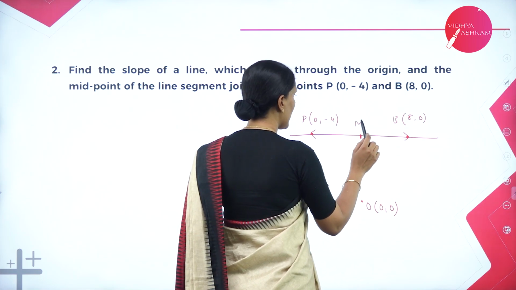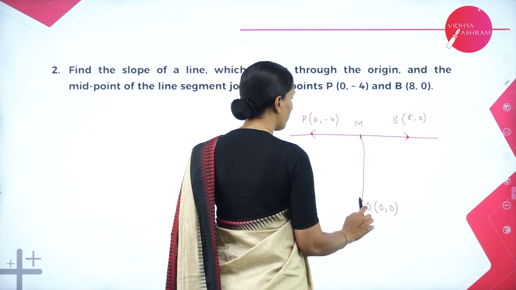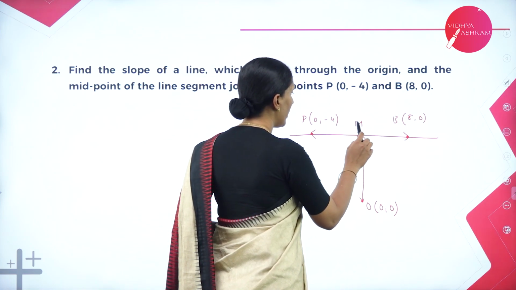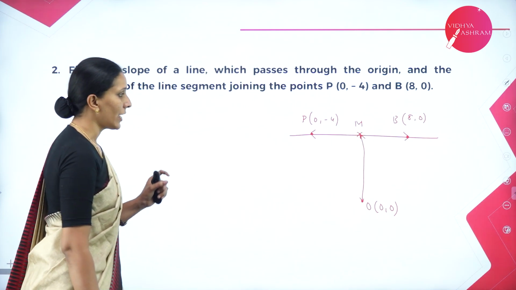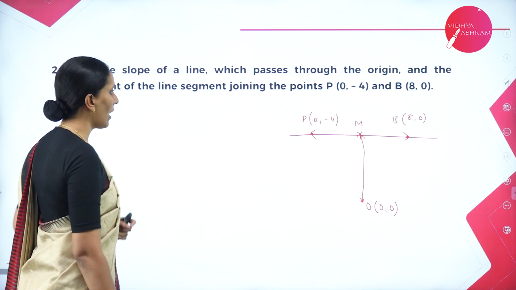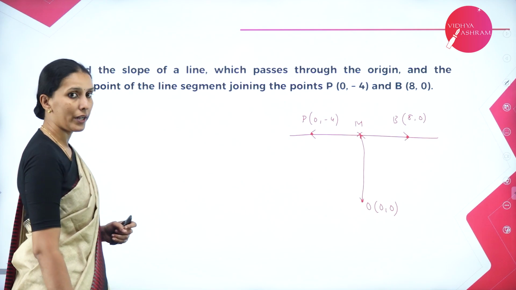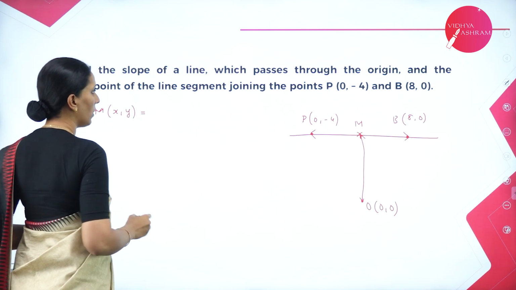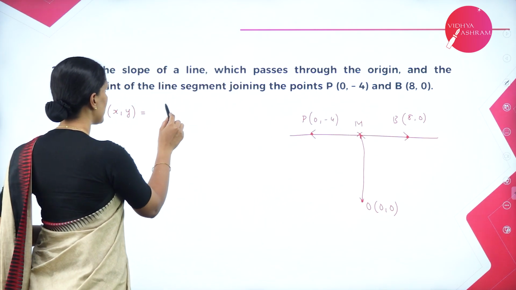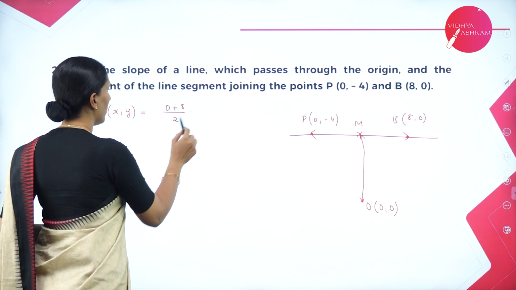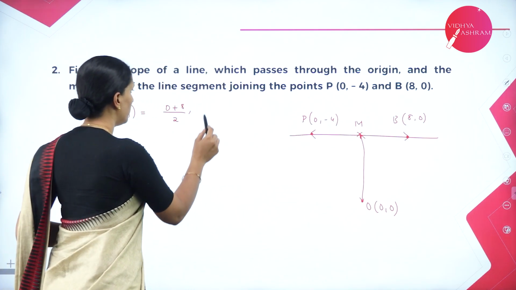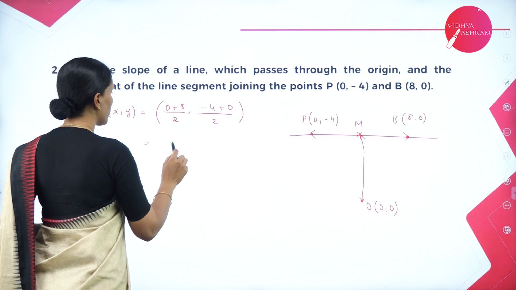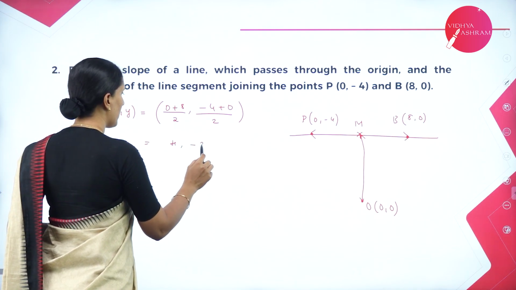Let me consider this as M. So I have to find the slope of this line now, that is OM. First let us find the coordinates of point M. Using the section formula, that is, the midpoint formula, to find the coordinates of M: M(x, y) is equal to ((x1 plus x2) by 2, (y1 plus y2) by 2), that is (0 plus 8) by 2, (minus 4 plus 0) by 2. So 8 by 2 is 4, minus 4 by 2 is minus 2.